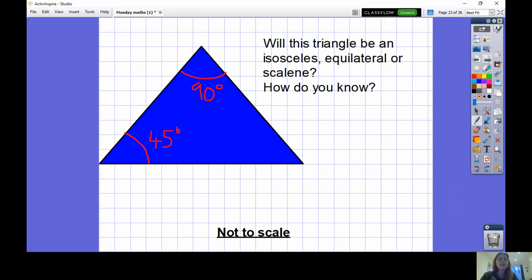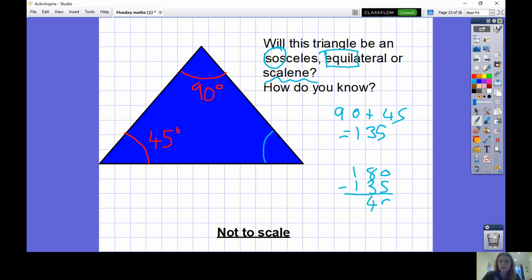Okay, here's one more type of reasoning question. Will this triangle be an isosceles, equilateral, or scalene triangle? How do you know? Well, all I need to do here is find out this missing angle. Once I've found out that missing angle, I need to remember what I know about triangles. Is it equilateral? Are they all different, or are two the same and one is odd? All I need to do is 90 add 45 degrees, which is equal to 135 degrees. And then I'm doing 180 degrees, subtract 135 degrees, which will be equal to 45 degrees.